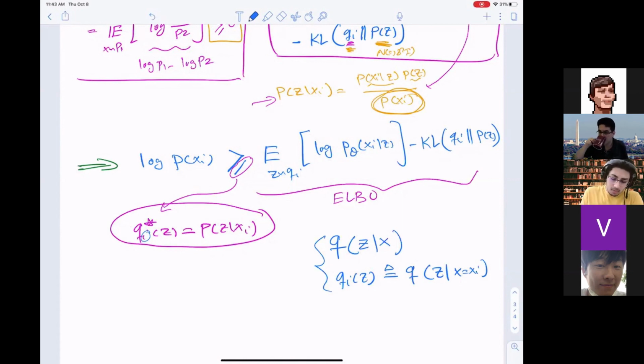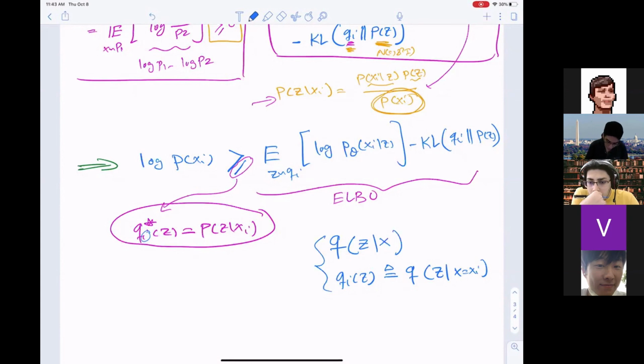Clear everything? Okay, there is a question about the optimization part. Hold on to that, I'm going to talk about that.